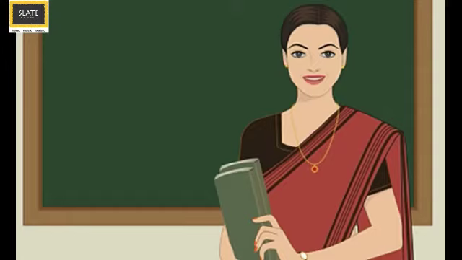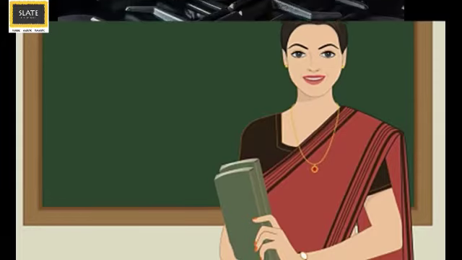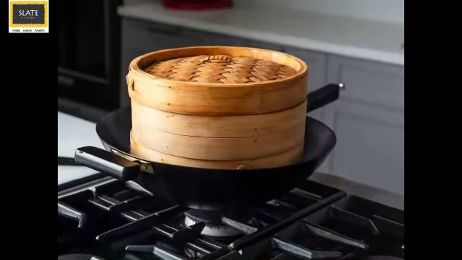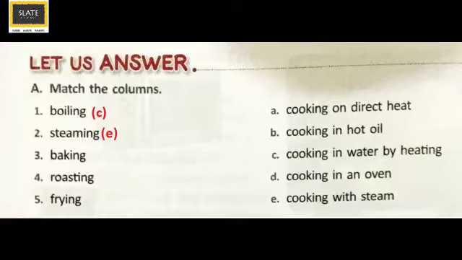Next word is steaming. So Slaters, what do we mean by steaming? Correct. In steaming, food is cooked through steam. So write E besides steaming.